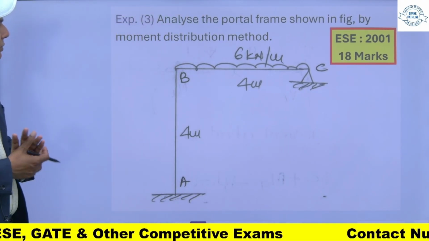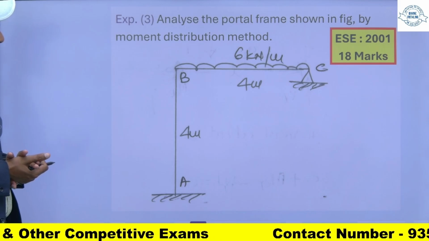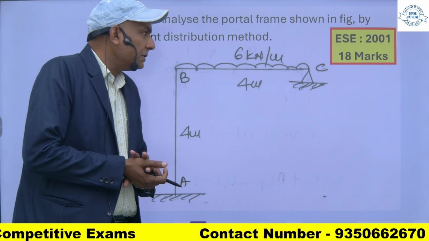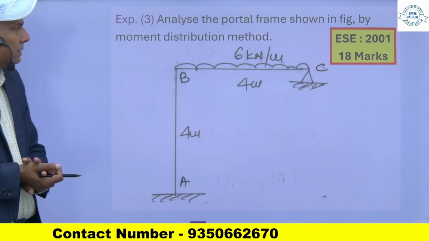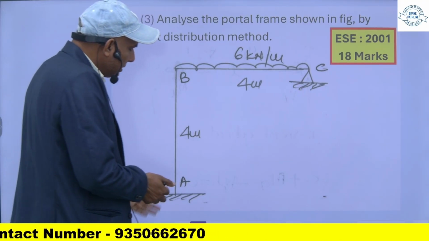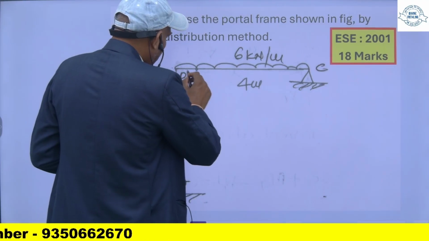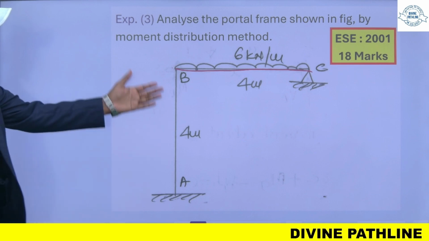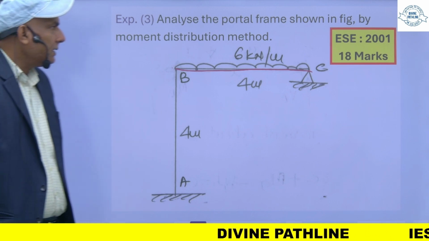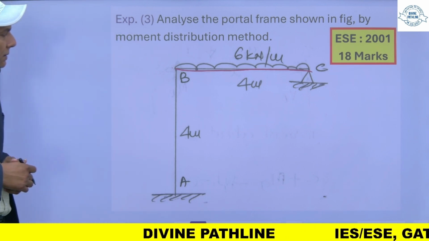Analyze the portal frame shown in figure by moment distribution method. This question came in Engineering Services 2001 of 18 marks. 6 kilonewton per meter is the UDL. This is a portal frame BC. It carries a UDL of 6 kilonewton per meter, and this is 4 meter, 4 meter. So I have to analyze it by moment distribution method.